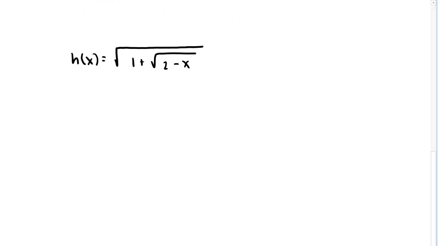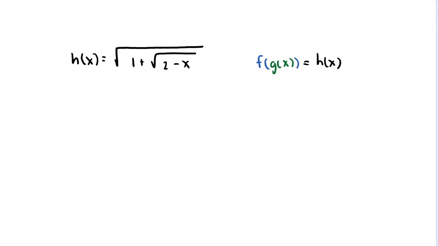So here, if I want an inner function and an outer function, and again, I'm going to use this notation that f of x is my outer function, g of x is my inner function. I want this to come out to be h of x.